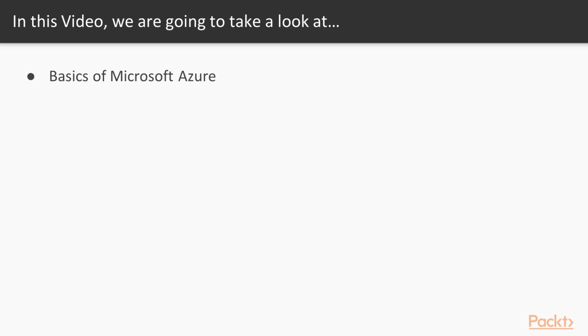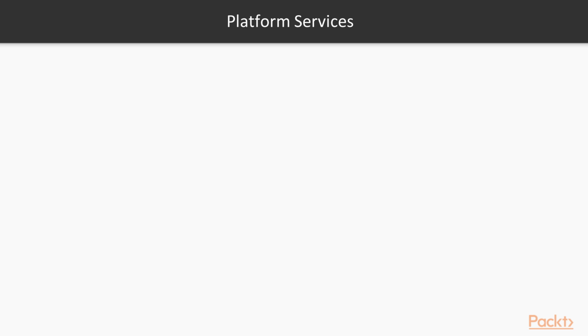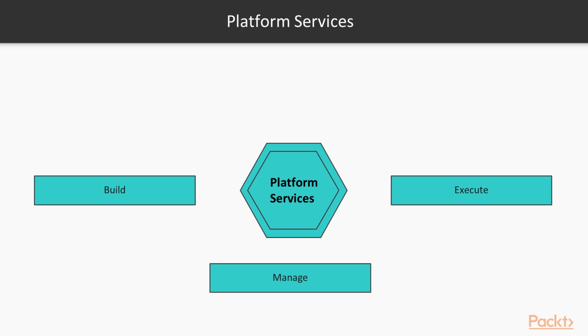In this video, we are going to take a look at some of the basic points of Microsoft Azure. Let's start with Microsoft Azure. As the name suggests, Microsoft Azure is the public cloud platform owned by Microsoft, which provides different PaaS and IaaS services for their customers. Some of the popular services are Virtual Machine, App Service, SQL Database, Resource Manager, and so on. The Azure services fall mainly into these two categories. One is Platform Services. These are the services where customers are provided with an environment to build, manage, and execute their applications, while not having to take care of the infrastructure themselves.